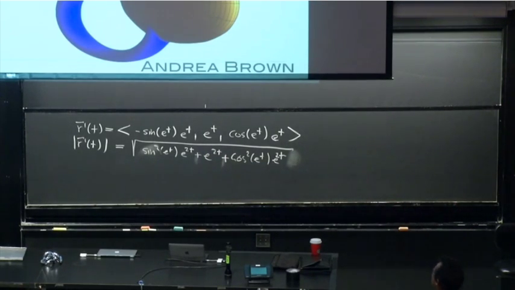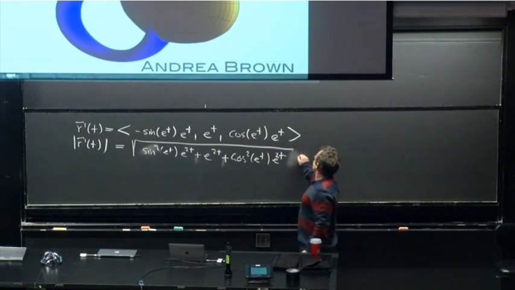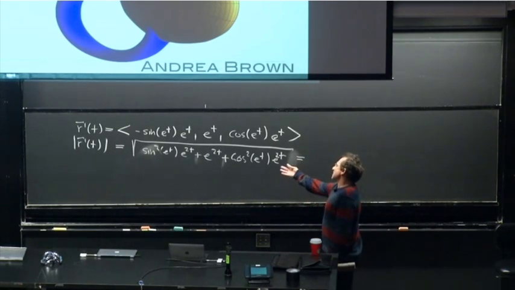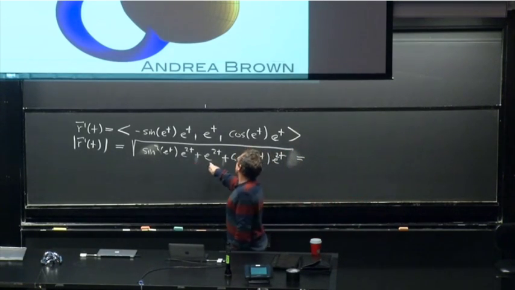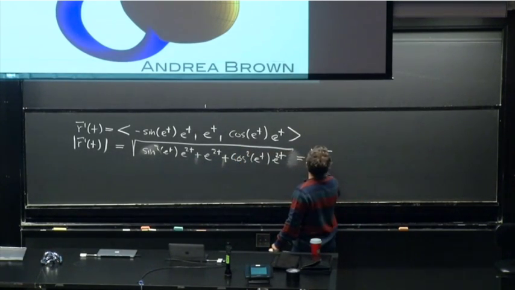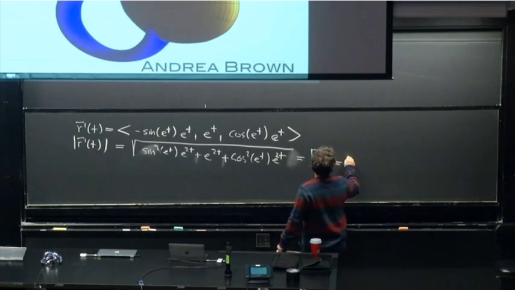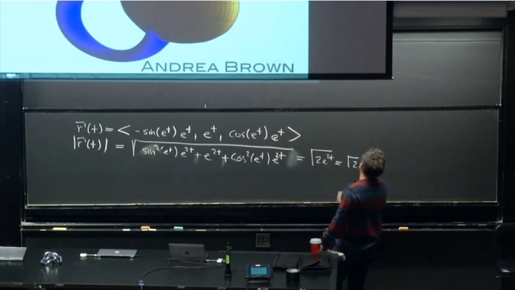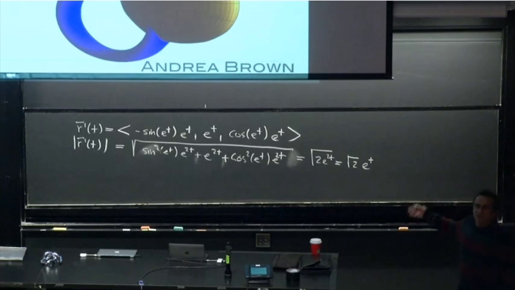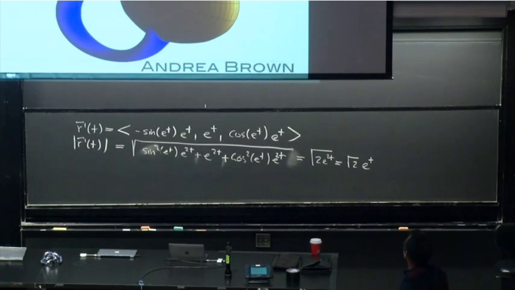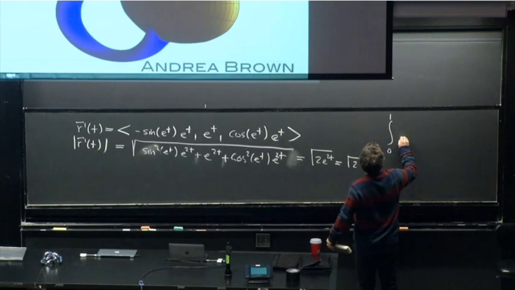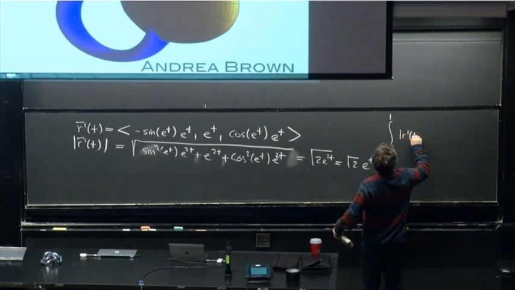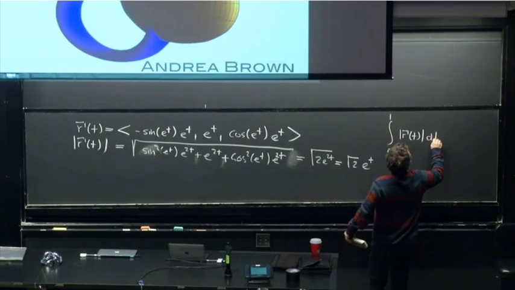So that's it. Do you see some patterns? Sine squared plus cosine squared is an important thing to remember. Sine squared plus cosine squared you can factor out. You see that's just e to the 2t. So we get the square root of 2 times e to the 2t, which is the square root of 2 times e to the t. And now we have this velocity computed, and we can integrate from t equal to 0 to 1 of the length of r prime of t dt.